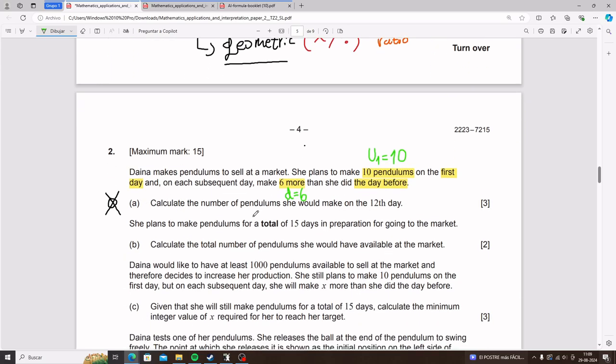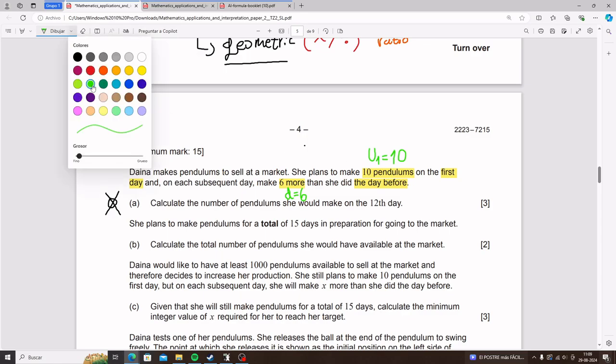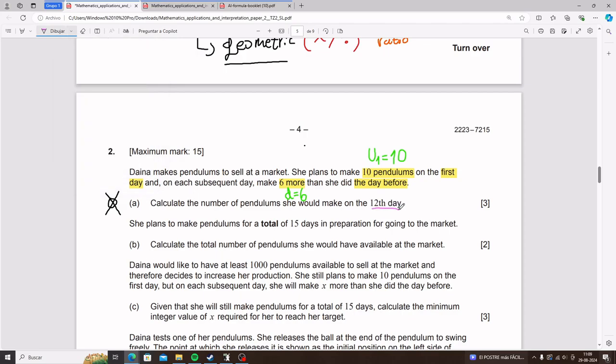And for part A, you need to calculate the number of pendulums she would make on the 12th day. Technically, by asking about the 12th day, they're not asking for the total, like it shows up later. They're asking simply how many she made on the 12th day. So they're asking only for U12. That is what they're trying to find. Okay, so this is the context.